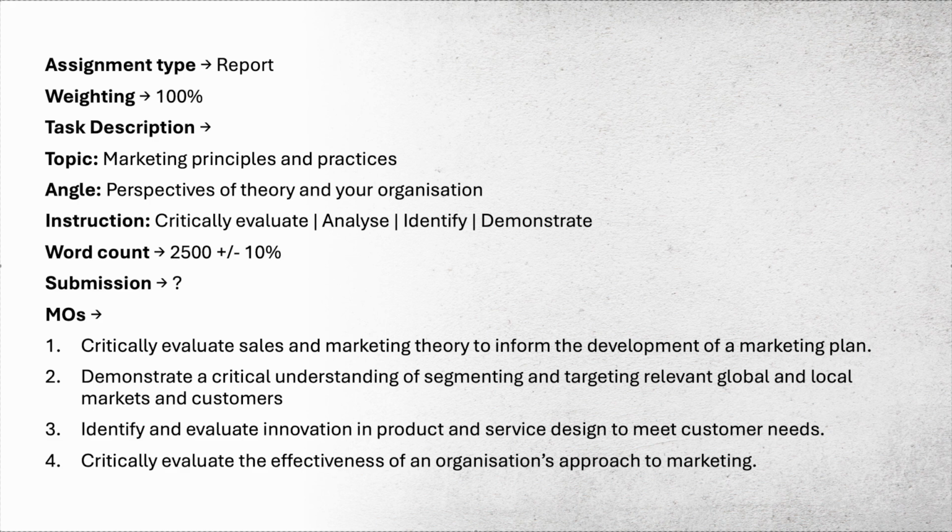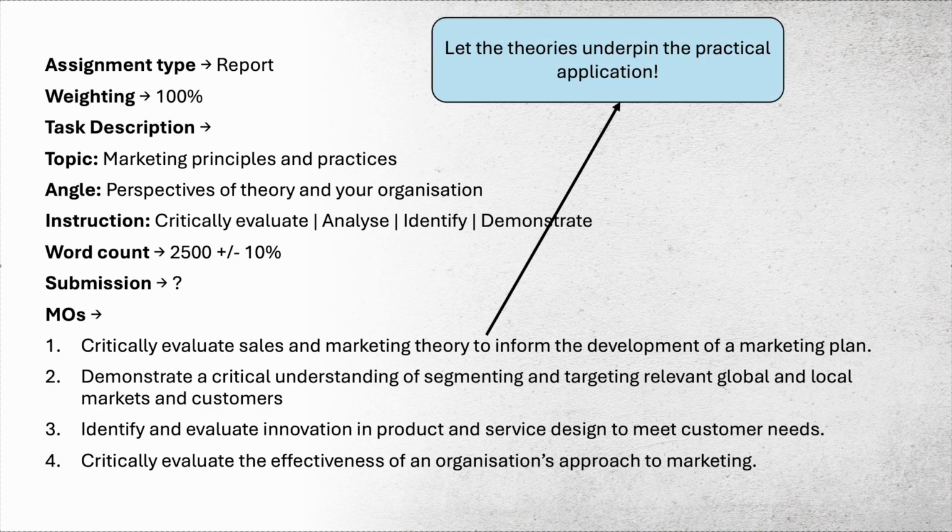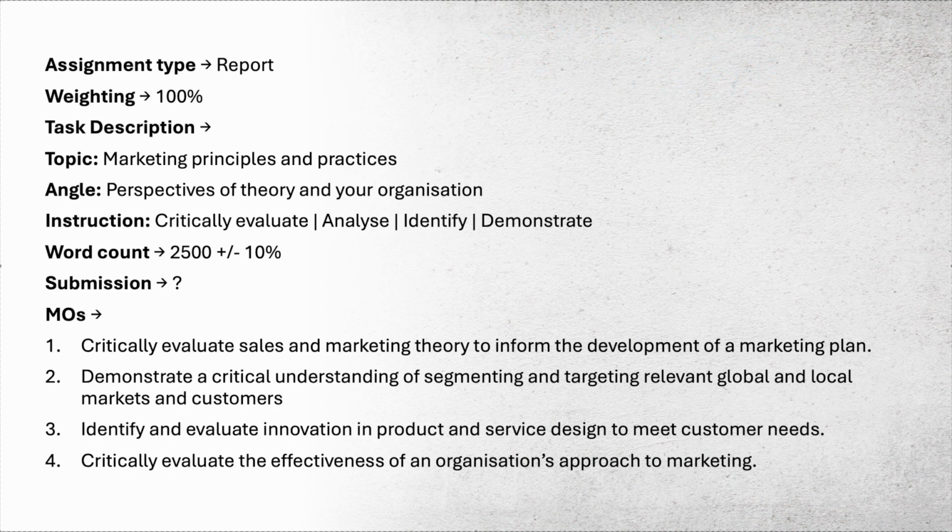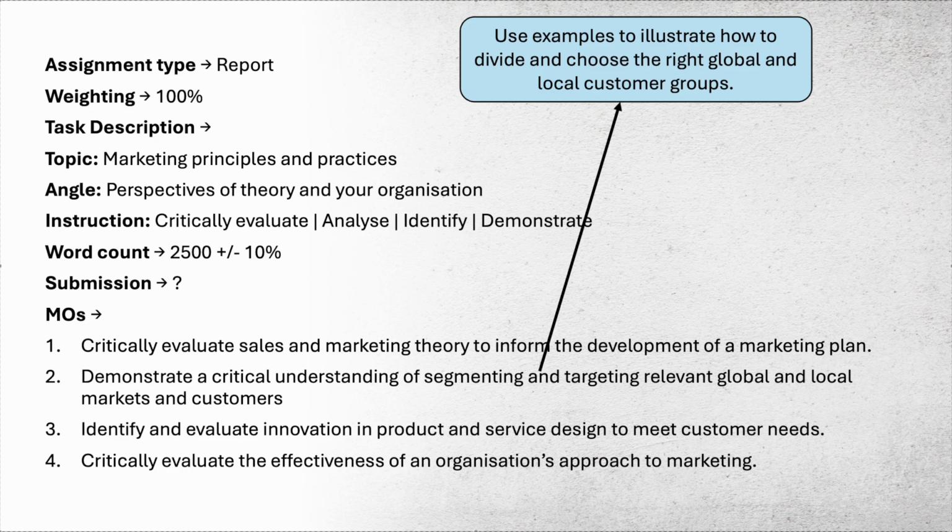They kind of act like a little checklist, so before you submit, just make sure that you've met each of these module outcomes. Number 1 is to critically evaluate sales and marketing theory to inform the development of a marketing plan. And that means to let the theories underpin the practical application. Number 2, demonstrate a critical understanding of segmenting and targeting relevant global and local markets and customers. Use examples to illustrate how to divide and choose the right global and local customer groups.